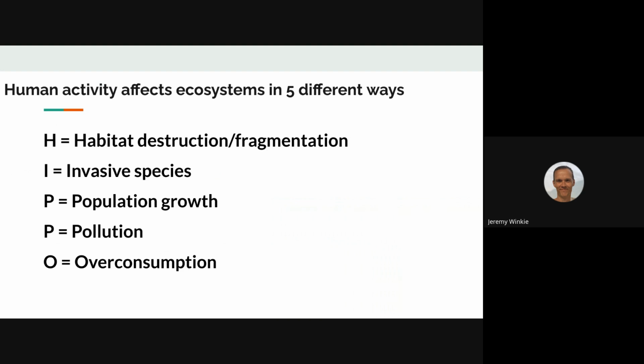A good way to think of how human activity affects ecosystems is to use the acronym HIPPO. H stands for habitat destruction or fragmentation. I stands for invasive species. P stands for population growth, that means human population growth. The other P stands for pollution, and then O stands for overconsumption.